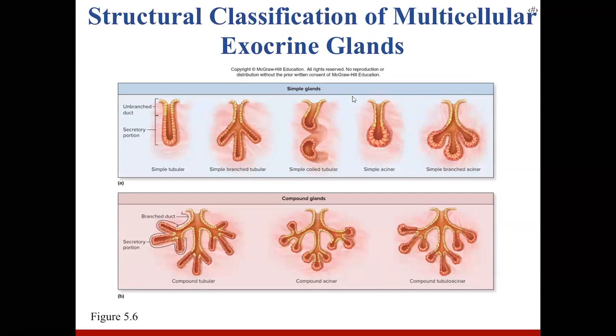So exocrine glands can have many cells, and they can be anything from simple to pretty complex. A simple gland is just a bunch of cells that make secretions, and this stuff gets dumped out. And then they start to branch, and then they start to coil, and then they get wider and narrower. And then we get multiple branches, and they just get more and more complex.